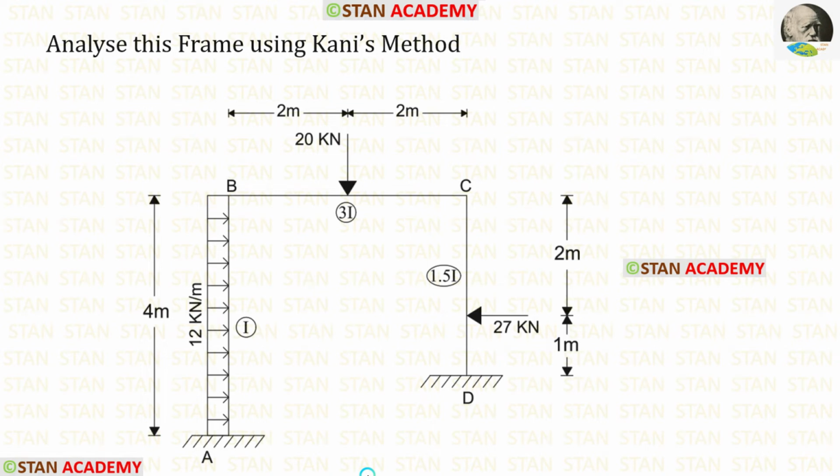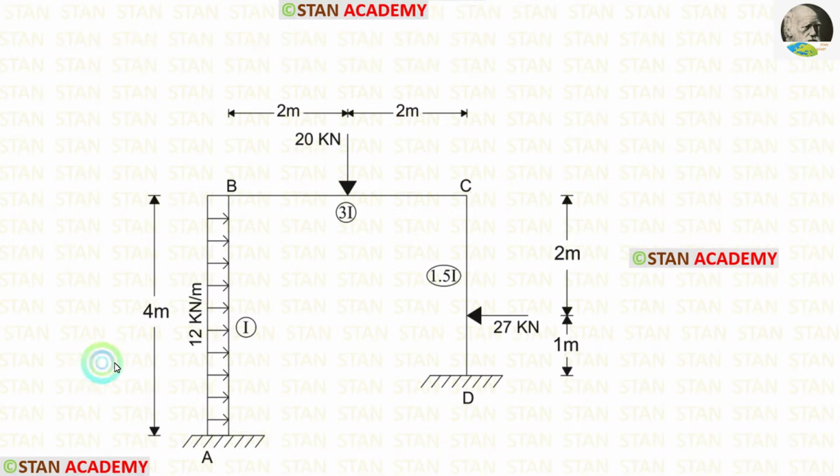Hello everyone. Today we are going to analyze this frame using Kani's method. Before analyzing, let us see the frame one time. In this frame, there are two columns, column AB and column CD.